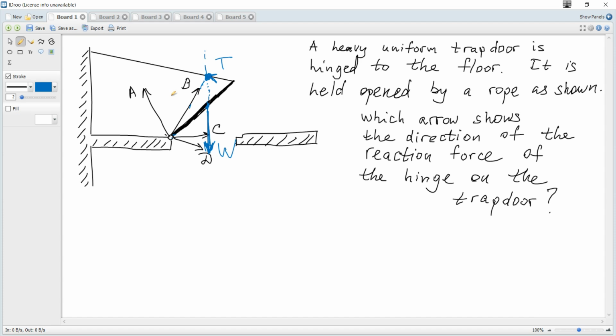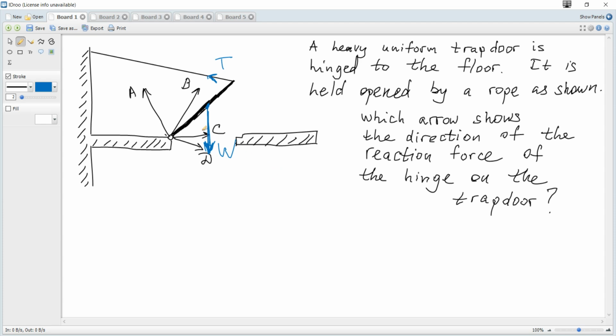Another way to solve this problem: just consider translational equilibrium and rotational equilibrium and the corresponding equations. Since this object is in equilibrium, it means that it's in translational equilibrium. What does it mean? It means that the net force is equal to 0, or the vector sum of all forces is equal to 0, or all forces are balanced in all directions.